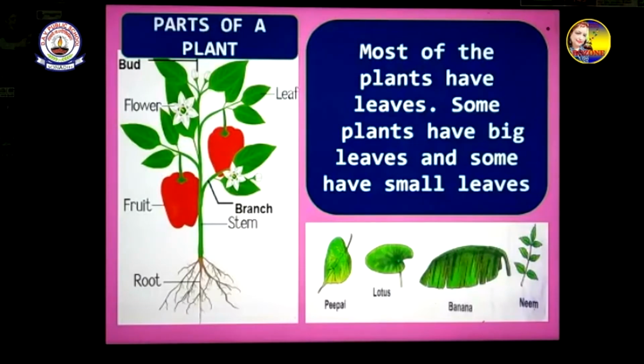Then most of the plants have leaves. You can see different types of leaves over here. Some plants have big leaves and some have small leaves, very small leaves. You see, neem tree has very small leaves. The banana tree, the banana plant has a very big leaf. You see the big leaves it has. Then lotus also, and they are smaller than the banana tree leaves.